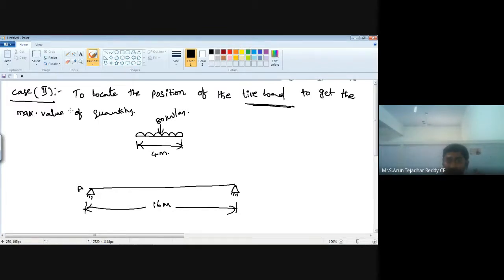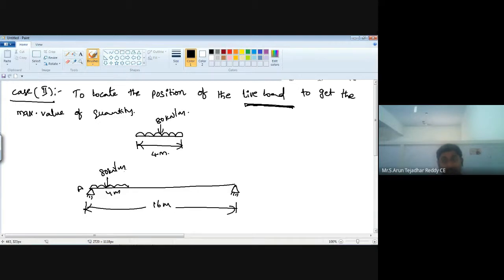Here, what is our condition? To locate the position of the live load, to get the maximum value of the quantity. It means, first of all, find out where we can locate this 80 kilonewton per meter with the span of 4 meter, because it is live load. Maybe this 80 kilonewton per meter may be acting in this 4 meter.